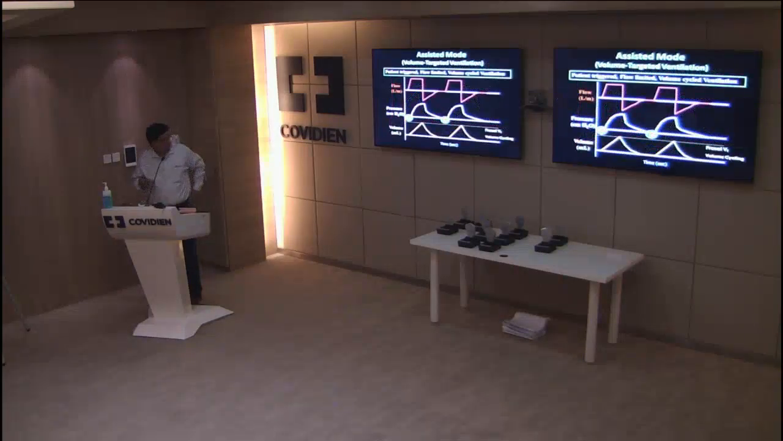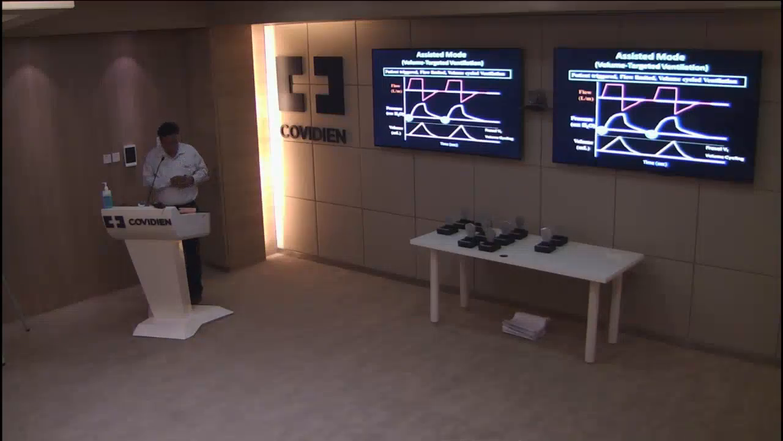The first and commonest mode is volume target ventilation, which all of you know, CMV volume controlled or volume targeted ventilation. If it is assist control, most often it is patient triggered. The patient trigger could be volume, pressure, or flow; I'll talk about trigger. So it is patient triggered, flow limited. The limit is flow.